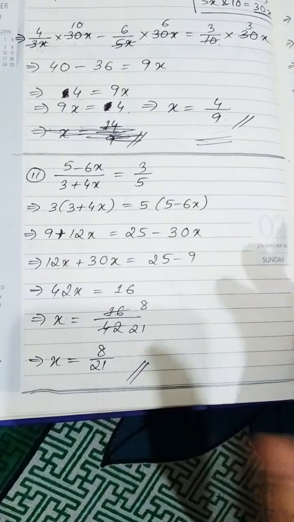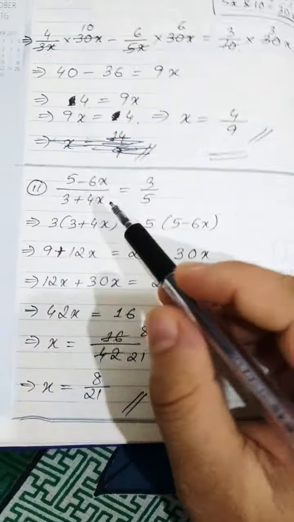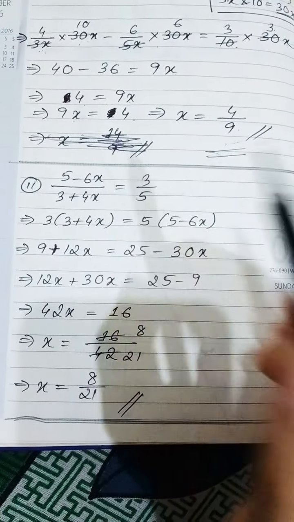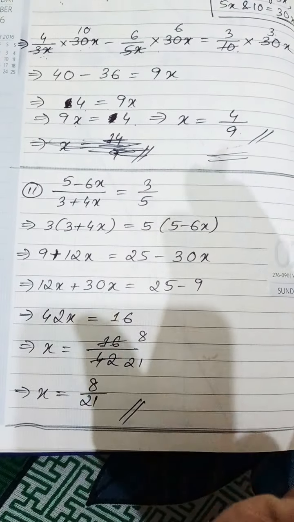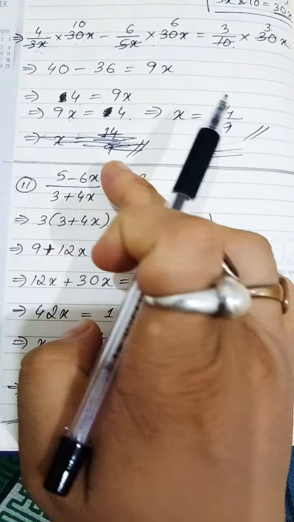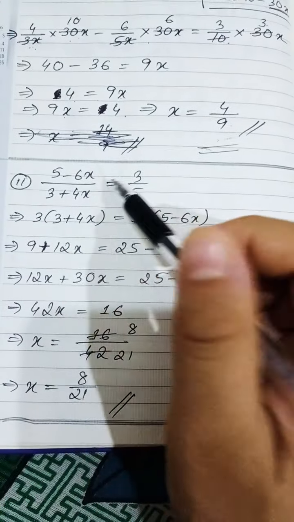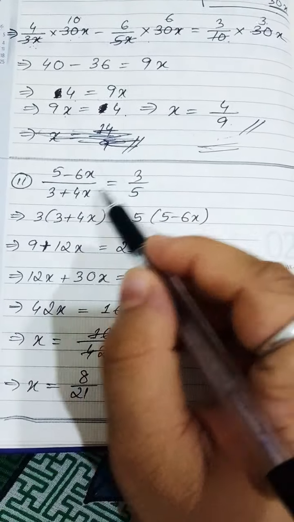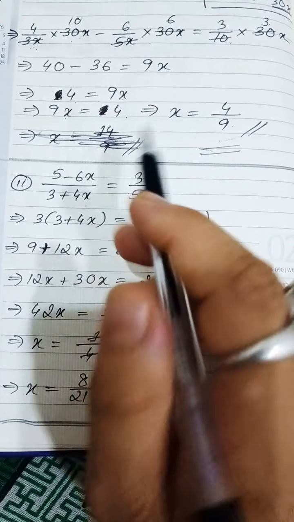Next we have this type of sum, number 11. (5 minus 6x) by 3 equals (4x plus 3) by 5. In this case you will simply do the cross multiplication. This is in fractional form, this is also in fractional form. Simply you will cross multiply this into this, this into this. Anyone you can write first.